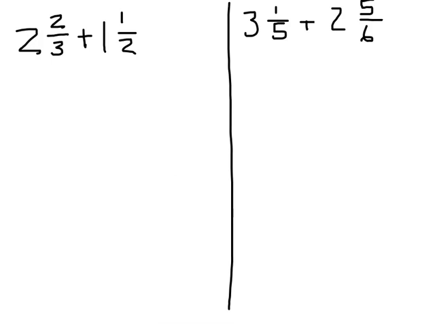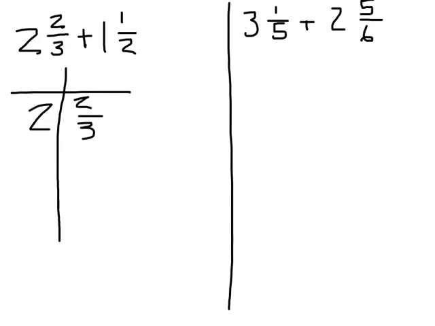Now let's add some mixed numbers. I'm going to add 2 and 2/3 plus 1 and 1/2. First thing I need to do is draw my T-chart and fill my numbers in. 2 and 2/3, 1 and 1/2. I can't add these fractions like they are. They need the same denominator.